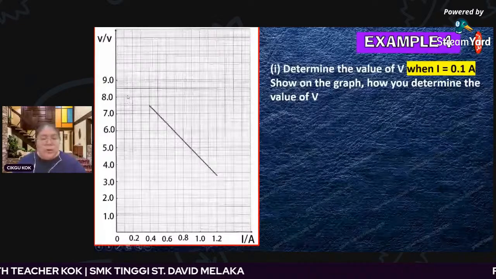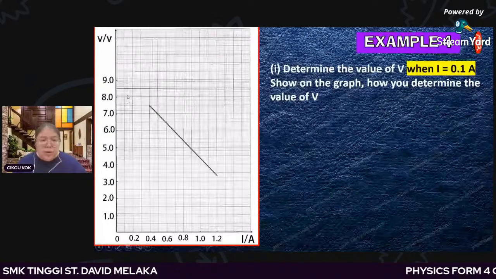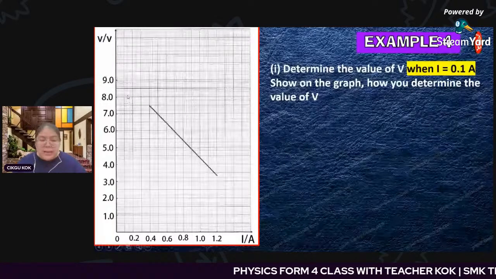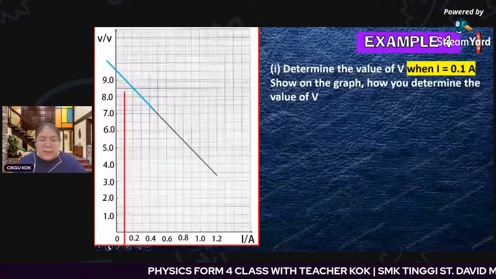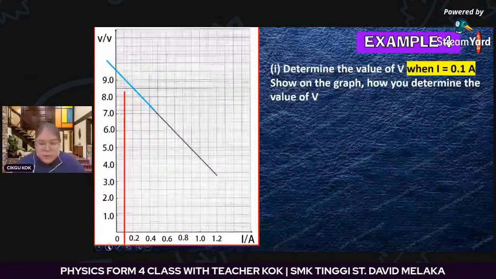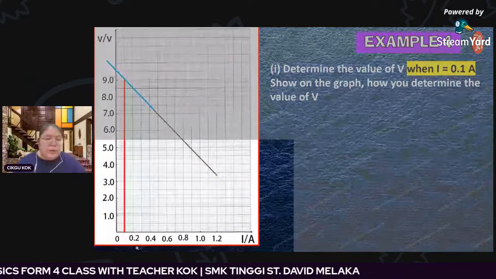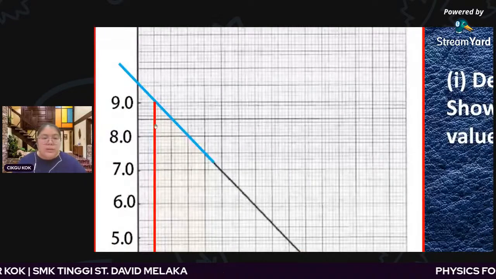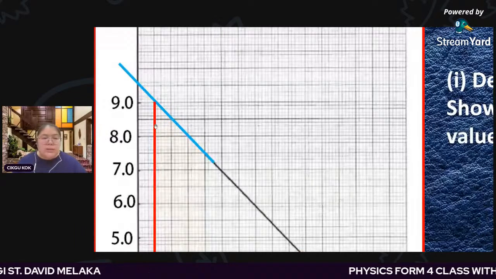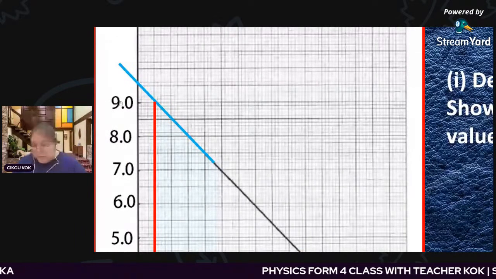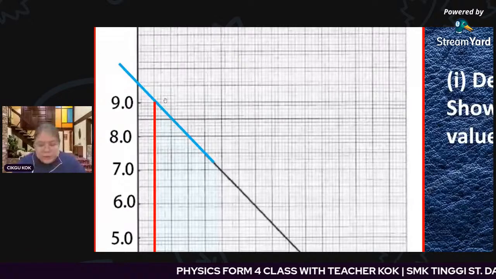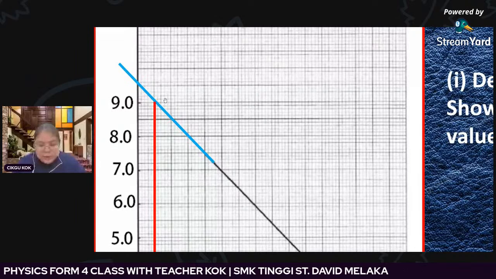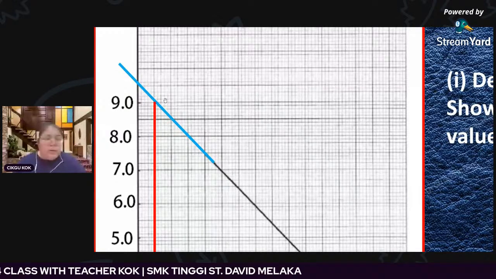So from here, we need to draw. Okay, we extend already. Extend the line. After that, I need to show 0.1. Okay, I show the 0.1. I zoom for you, then you read for me. When 0.1, what's the reading for the y-axis? You can see very clear already. When 0.1, what's the reading for the y-axis?